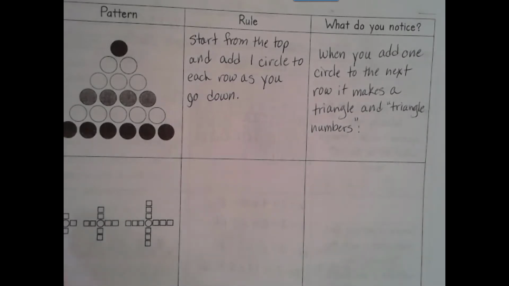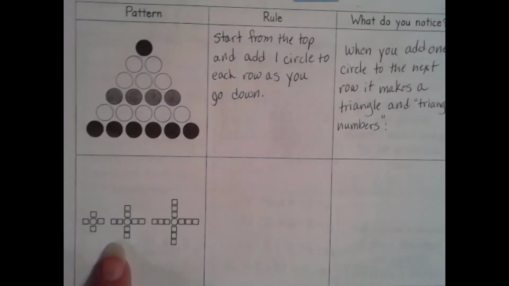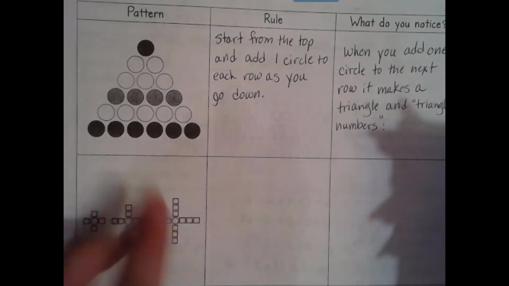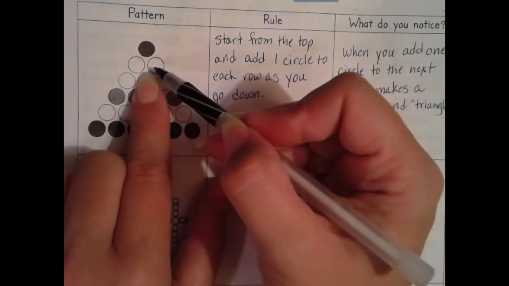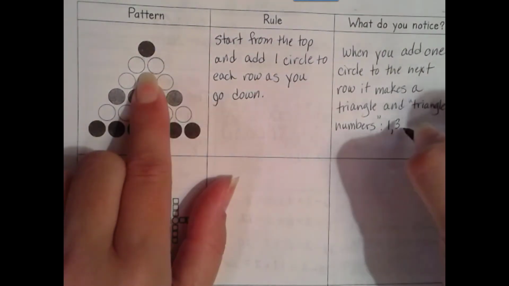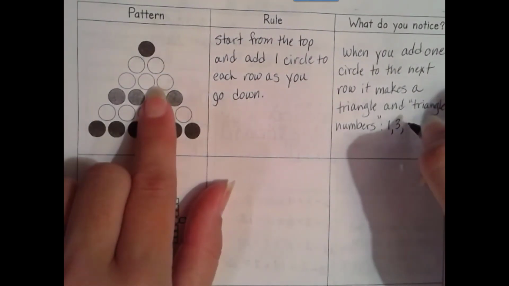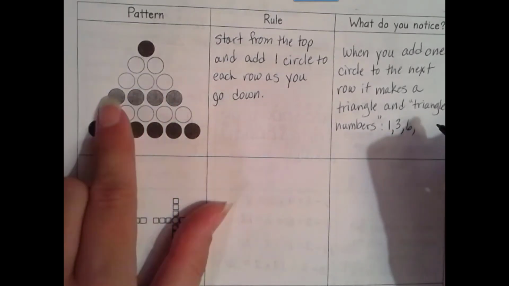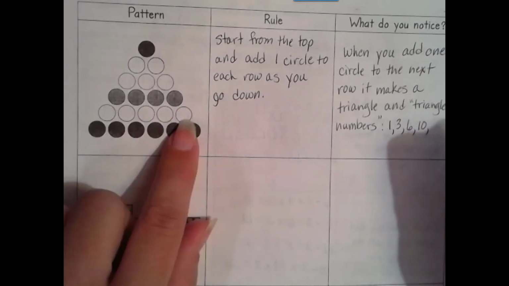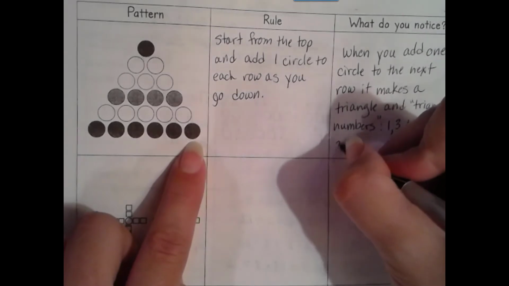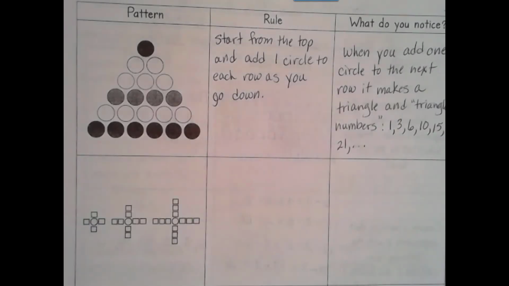I've told you about perfect squares because they make actual squares. Well, these are called triangle numbers because it makes a triangle. First one is 1, and then 1 plus 2 is 3, makes a triangle. Plus 3 more is 6, makes a triangle. Plus 4 is 10, you can make a triangle. Plus 5 is 15. Plus 6 is 21. And it continues. And all those numbers are called triangle numbers because you can make a triangle out of those shapes.